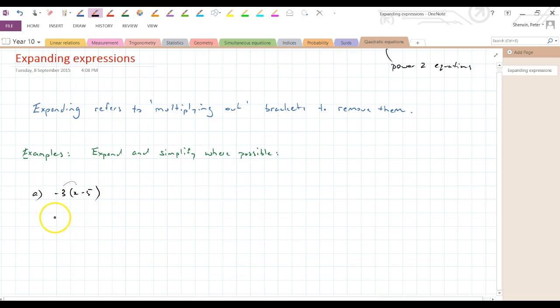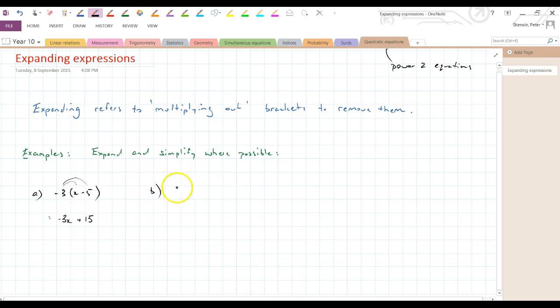Minus 3 times x equals minus 3x. And then it's minus 3 times minus 5. So we've got to be really careful here that we pick up the signs. This is something we've talked about recently. Negative times a negative is a positive, so it's plus 15. Remember the sign goes with the term. This is not 5 here, this is minus 5. This is not 3, it's minus 3. So it's minus 3 times minus 5, signs the same, positive result, minus 3x plus 15.